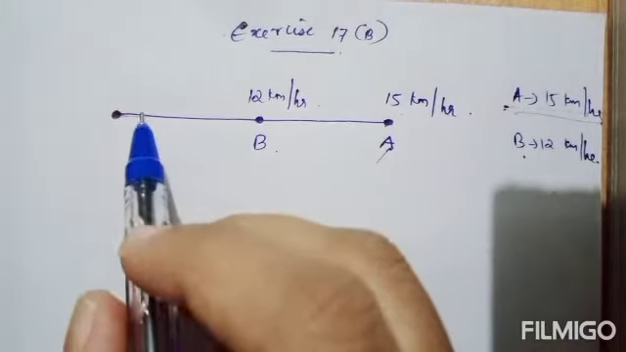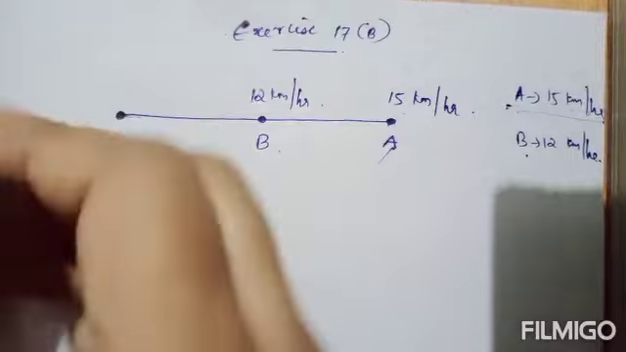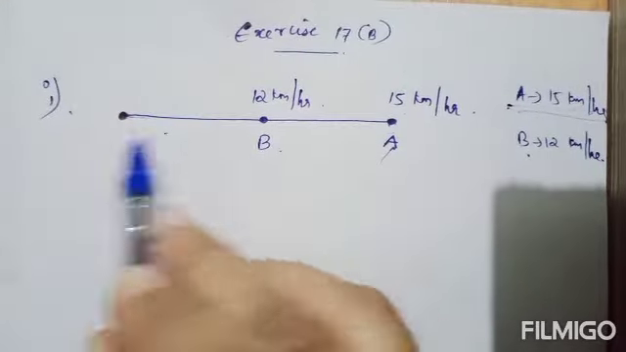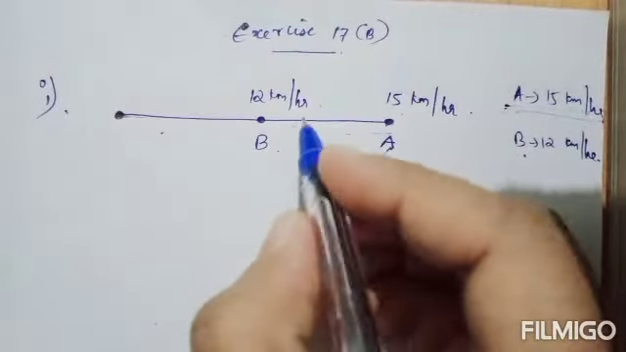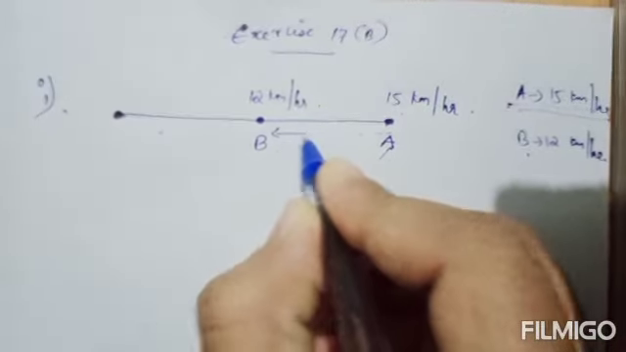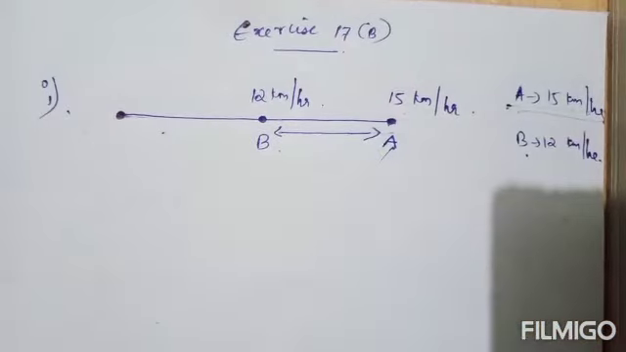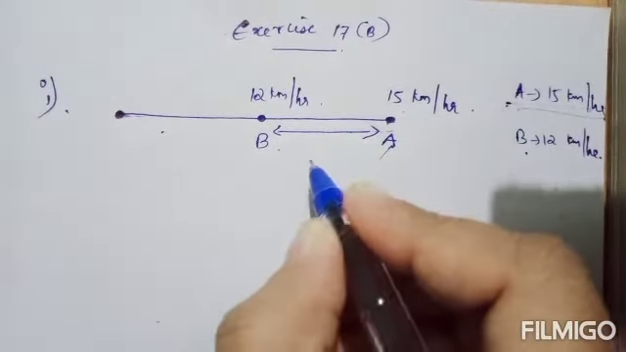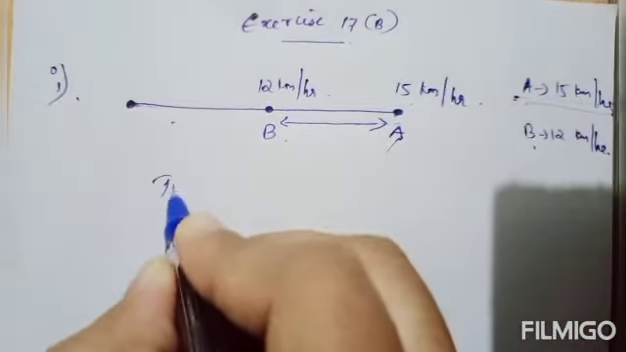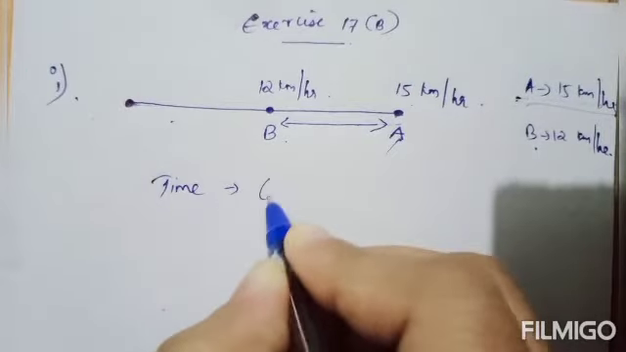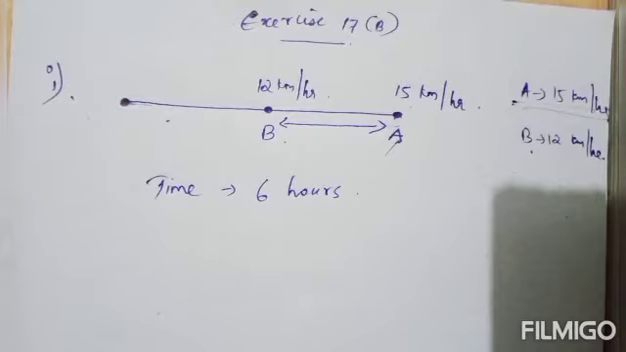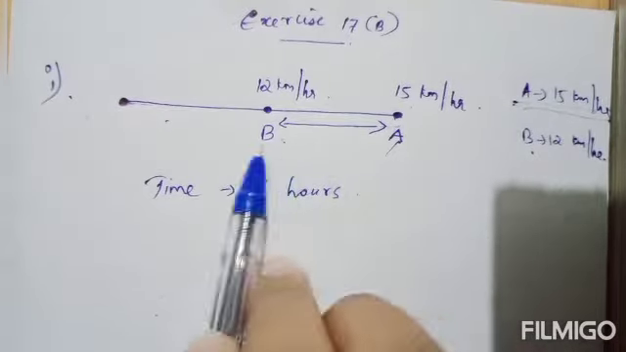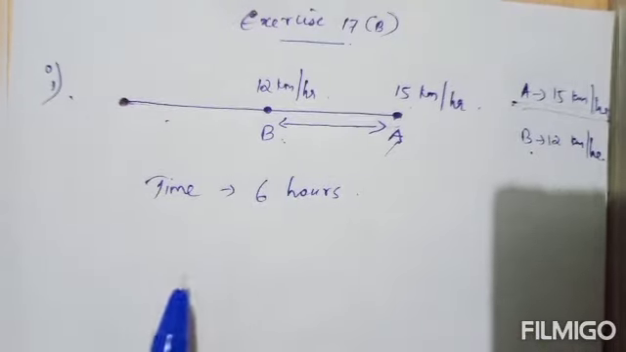Now if they are moving in the same direction, first question, both are moving in this direction. You need to find the distance between them here. It is given that the time is 6 hours. After 6 hours, what is the distance between A and B, you need to find.